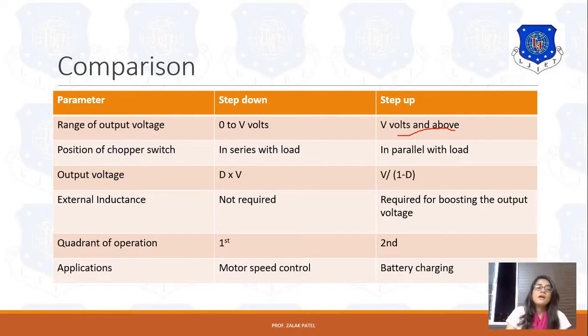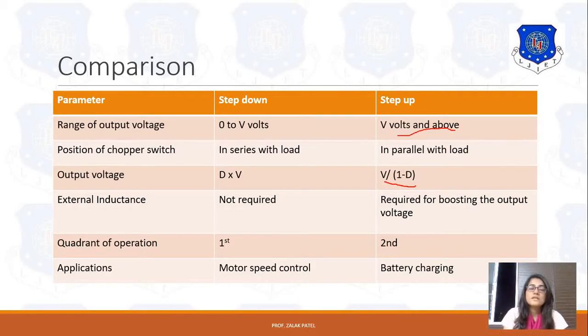Now let's take another parameter, that is the position of the chopper switch. In case of step up, as we have already seen in the block diagram, the switch, means SCR, is connected in parallel with the load, and in case of step down, it is in series with the load. Output voltage, in the step up case we already proved, is V upon 1 minus D, and in case of step down, it is D into V, means duty cycle times voltage. External inductance is not required here in the step down; in the step up, it is required for boosting the output voltage.